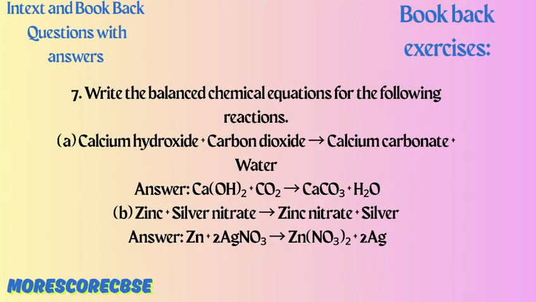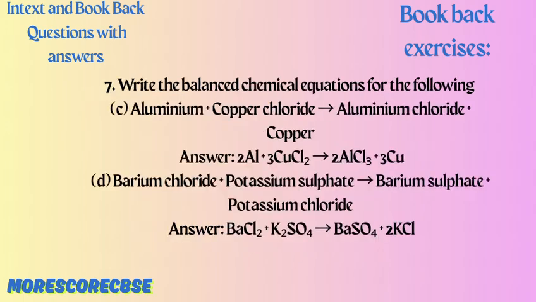Next, write the balanced chemical equation. Calcium hydroxide, that is Ca(OH)2, plus carbon dioxide giving calcium carbonate, CaCO3, plus water. Zinc plus silver nitrate, Zn plus AgNO3, giving Zn(NO3)2 plus Ag.